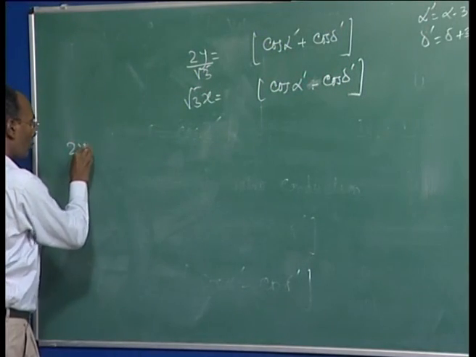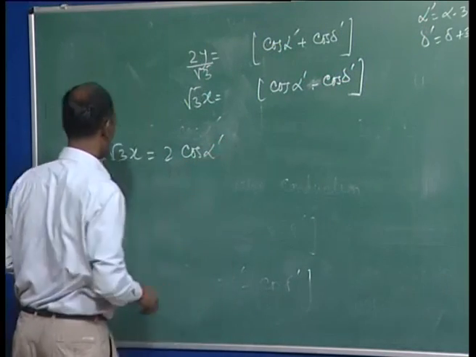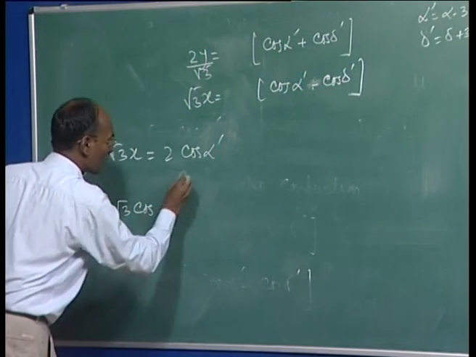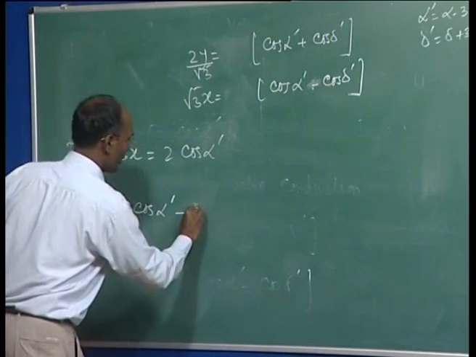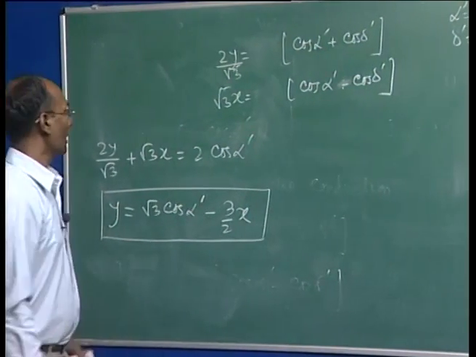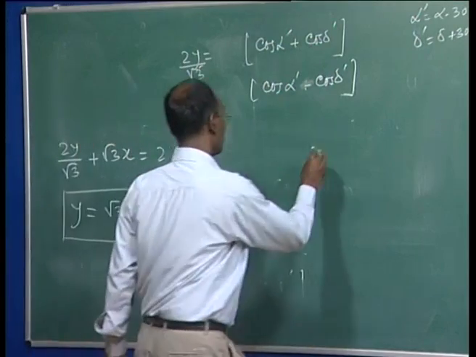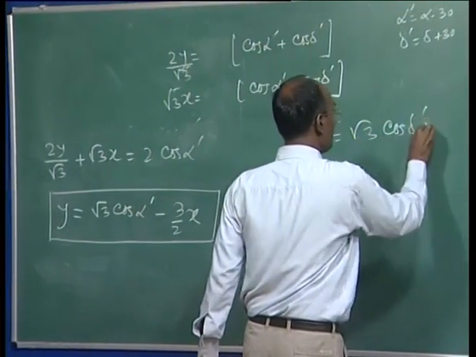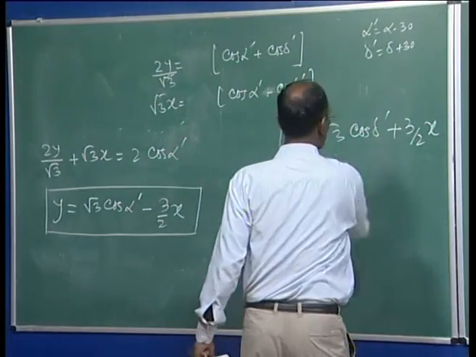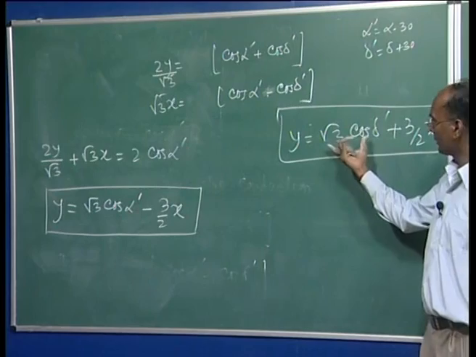Now, we can just add it. So, we are going to have 2y over under root 3 plus under root 3 x. Here we are going to get cos alpha prime, or I can say y will be equal to, this 2 is cancelled, under root 3 cos alpha prime minus 3 by 2 x. So, this is one equation corresponding to alpha prime, and then if you subtract, you will get this equation simply. So, this equation will be y equal to under root 3 cos delta prime plus 3 by 2 x. Just subtract and you will get this expression for the constant delta prime. From these two equations you can see the slope is changed and the coefficient is also going to change.